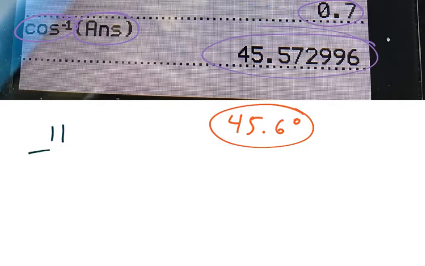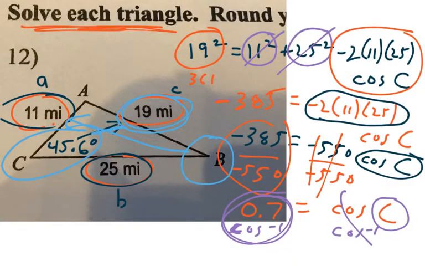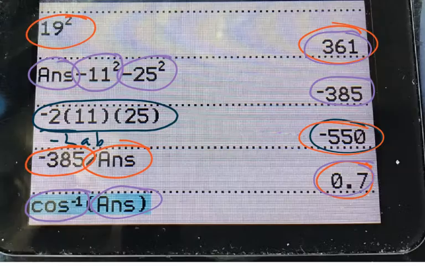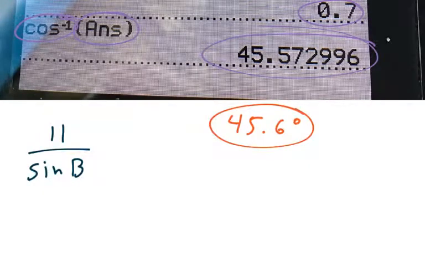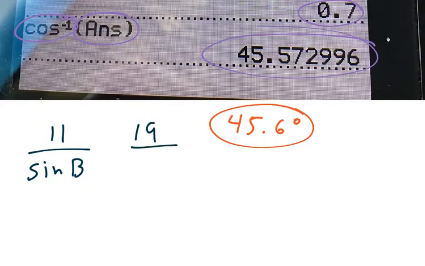I know 11 goes with the sine of B. They're opposites of each other, right? Let me just double check. 11 is opposite of B. Good. And 19 is opposite of 45.6, right? What was that number again? Sorry, I'm getting a little tired. 19. So 19 is the side opposite, and we're going to do the sine of 45.6 degrees.